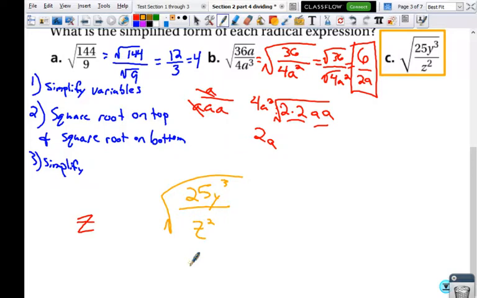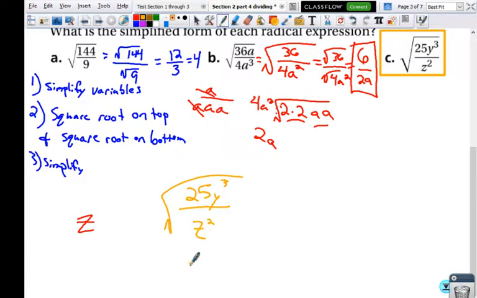How do I get 25? Remember, what times what? If you're not sure, look on the notification check. Yeah, it's done.